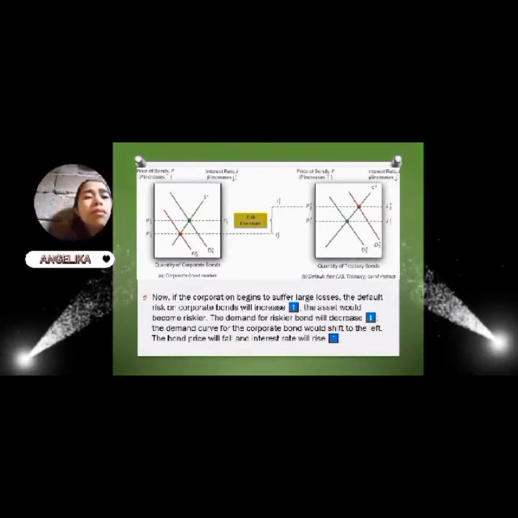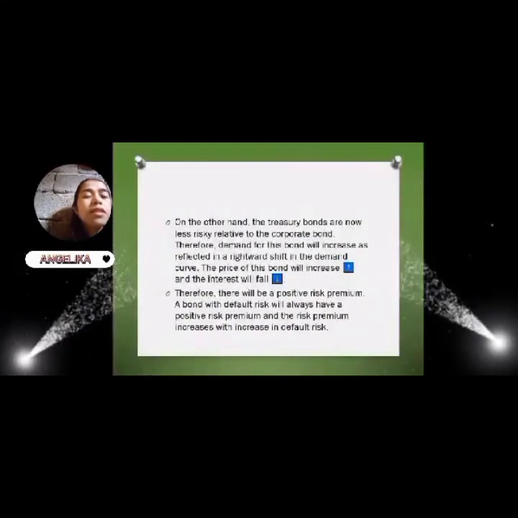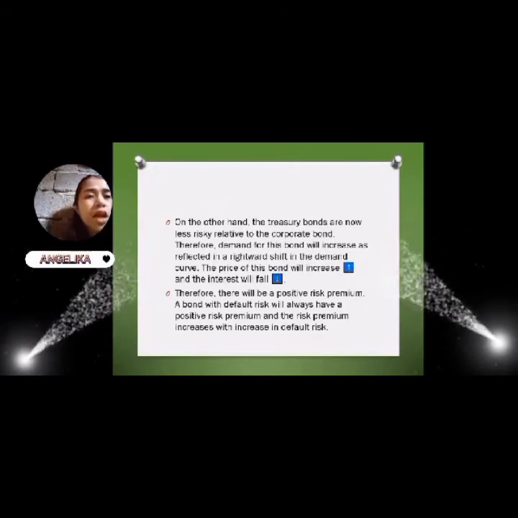The demand for the riskier bond will decrease. The demand curve for the corporate bond would shift to the left. The bond price will fall and the interest rate will rise. On the other hand, Treasury bonds are now less risky relative to the corporate bond. Therefore, demand for this bond will increase, as reflected in a rightward shift in the demand curve. The price of this bond will increase and the interest rate will fall. Therefore, there will be a positive risk premium. A bond with default risk will always have a positive risk premium, and the risk premium increases with an increase in default risk.